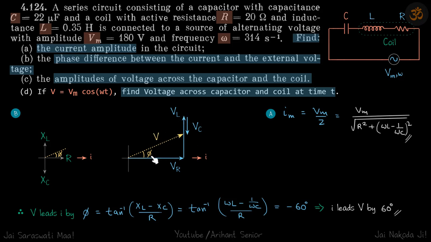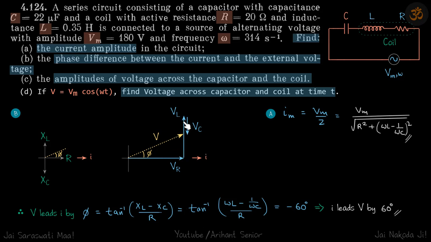Now all these are variables, so don't worry about whether V should be above axis or below axis. That's because all these are just variables. So in this diagram, what we are seeing is V leads current by phi, and phi is given by tan inverse of XL minus XC by R. XL is omega L, XC is 1 by omega C, and then we have R. So if we solve that, that comes to be a negative number. So tan inverse of that negative number gives phi to be minus 60 degree.